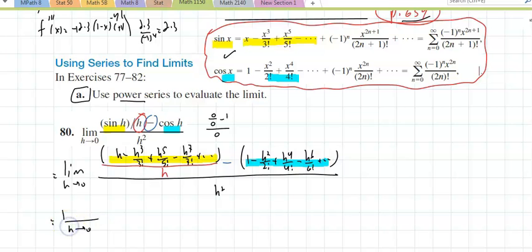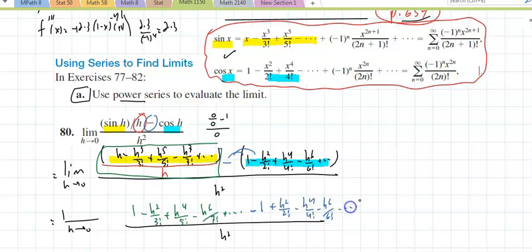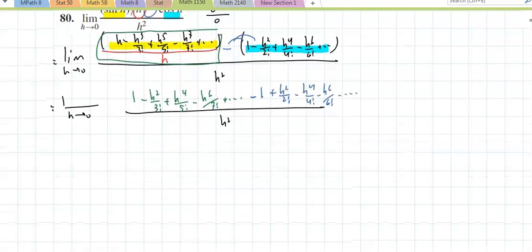So, if I apply this division, if I divide each of those by h, h over h is a 1 minus h squared over 3 factorial plus h to the 4 over 5 factorial minus h to the 6 over 7 factorial, and the list goes on. If I distribute this negative, that's going to be minus 1 plus h squared over 2 factorial minus h to the 4 over 4 factorial minus h to the 6, and the list goes on. Now, I notice that this one and that negative 1 cancel out.